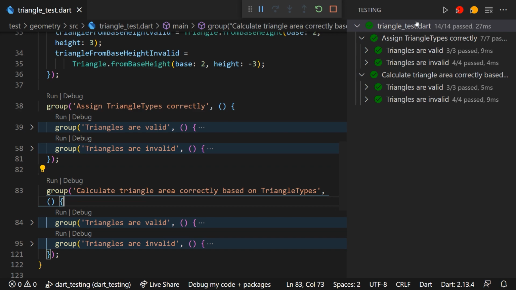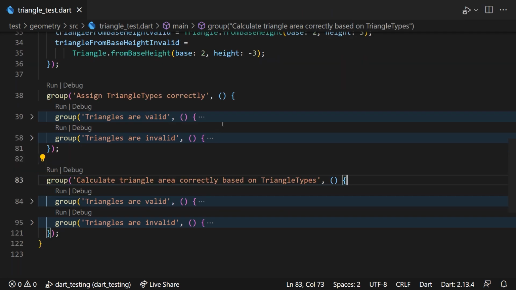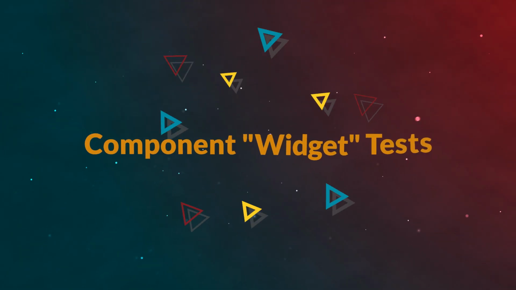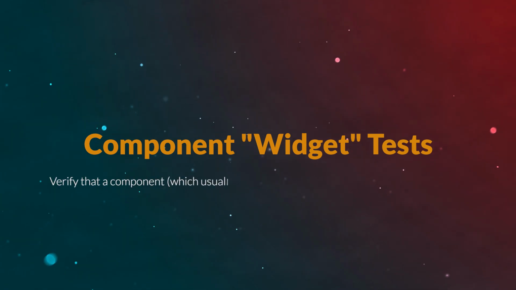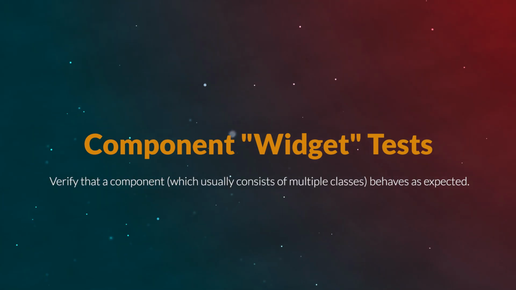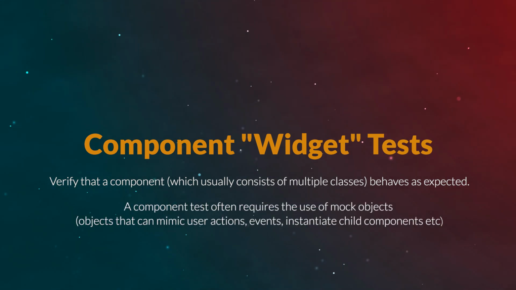Either way, we have all tests ending up in green color, and that's perfect. That's the best thing you can see. All tests have passed. Now, apart from these tests, there are other types of tests like component or widget tests that basically verify that a component, which actually consists of multiple classes, behaves as expected.